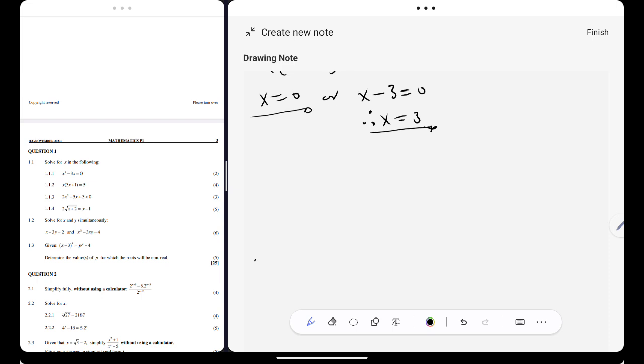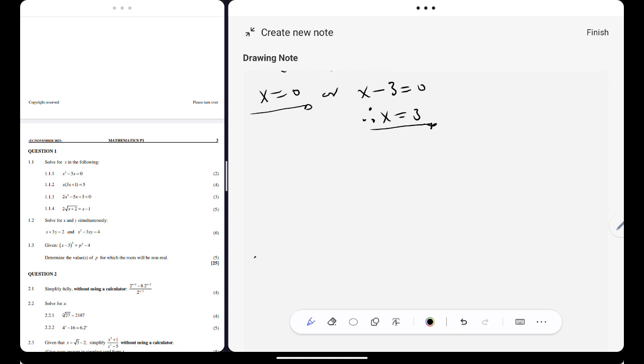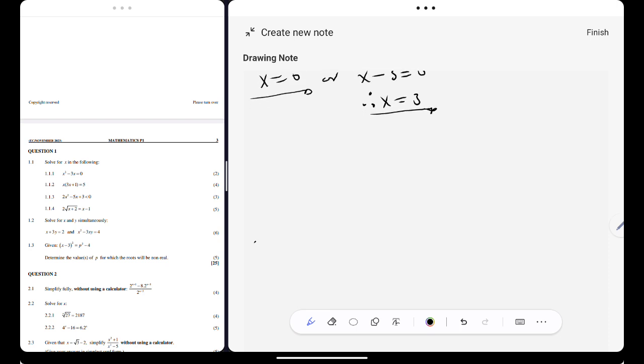Please guys, go to lesson number 1 whereby I teach how to factorize and the basics of solving x. The video is titled lesson 1 algebra, and then there's factorizing, solving quadratic equations and stuff. Please go there guys.